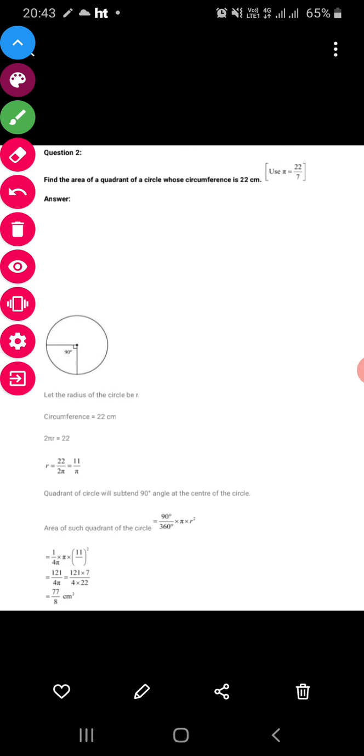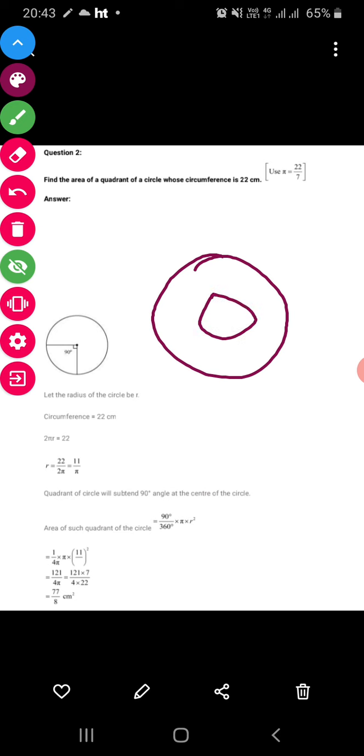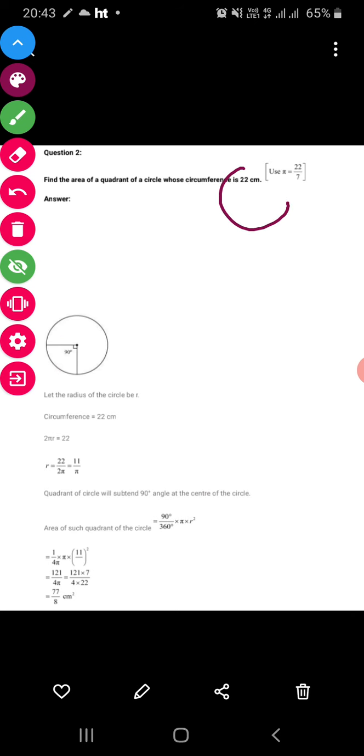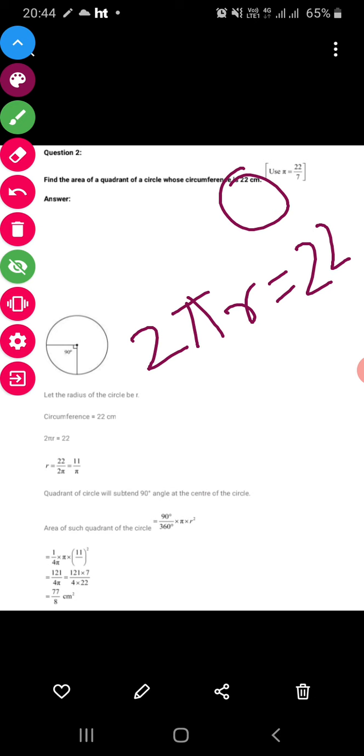Next is the area of the quadrant. Quadrant means 1/4. So if the complete angle is 360, then 1/4 will be 90 degree. That's why they have used 90 degree here. We have to get this, but the circumference of the circle is given, that is 2 pi r is equal to 22. So finally they have got the value of the radius from here and they have substituted here.